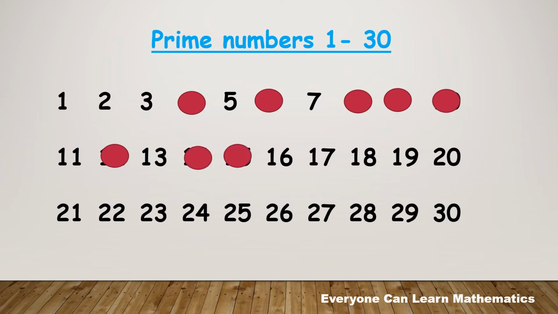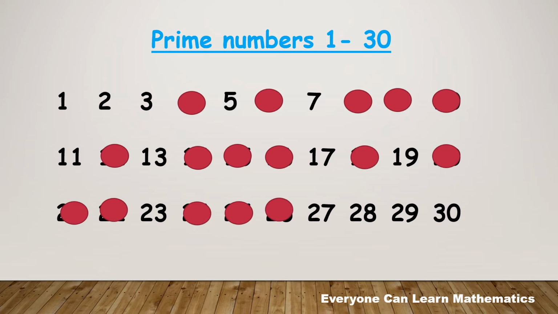15 is not a prime number, 16 is not a prime number, 17 is a prime number, 18 is not a prime number, 19 is a prime number, 20 is not. 21 is a prime number, no, it is not. 22 is not a prime number, 23 is a prime number, 24 is not a prime number, 25 is not a prime number, 26 is not a prime number, 27 is not a prime number, 28 is not a prime number, 29 is a prime number, and 30 is not.